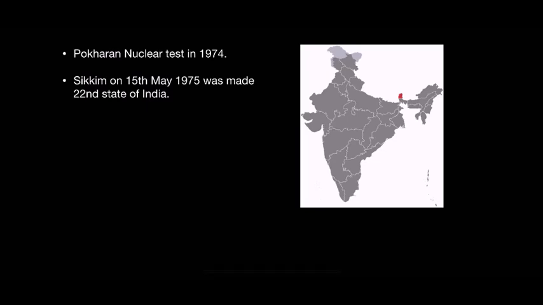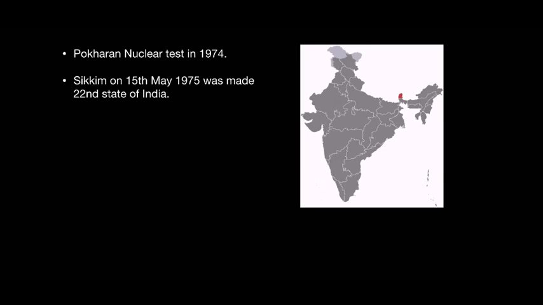Let's go to the Pokhran nuclear test in 1974. In accordance with India's policy of using nuclear energy for peaceful purposes and for self-sufficiency, India successfully performed her first nuclear test at Pokhran on 18th May 1974. Now, Pokhran was chosen for the test as it was far away from human settlement and had no groundwater reserves which could be polluted or affected because of this nuclear test.